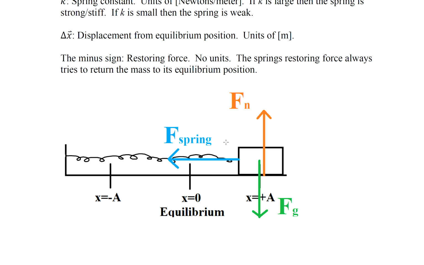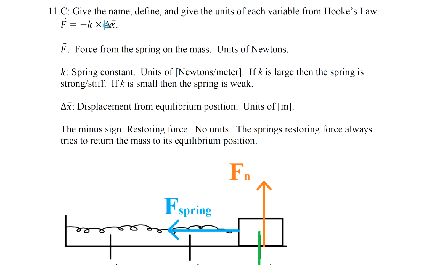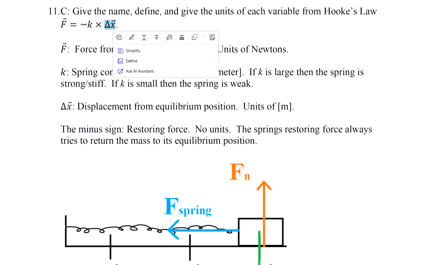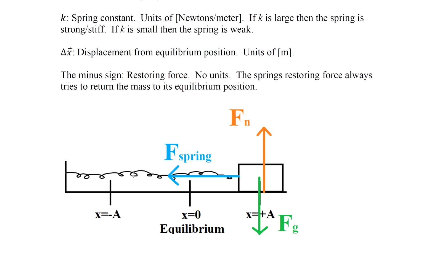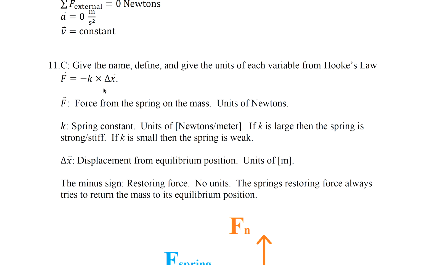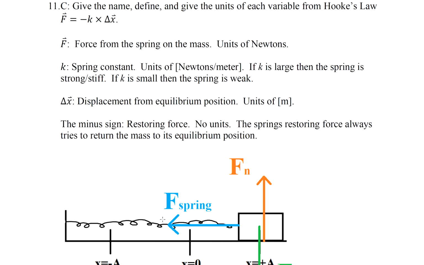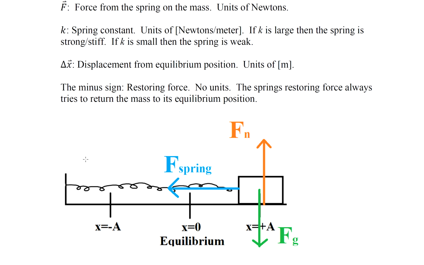So if you're anywhere on the right-hand side, x is positive, delta x is positive. We have a negative sign here, so force is negative, because negative times a positive is a negative. If this mass is oscillating left and right, anytime you're to the left of x equals 0, delta x is negative. Here's a negative sign. Two negatives make a positive. That means the force is positive if you're anywhere to the left of x equals 0.